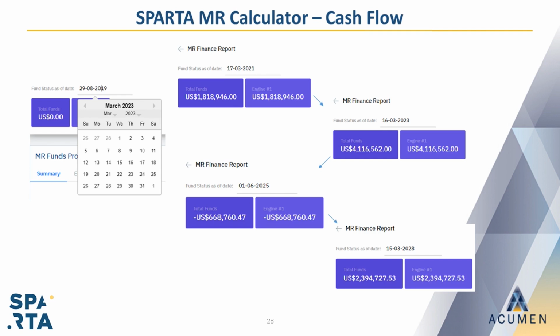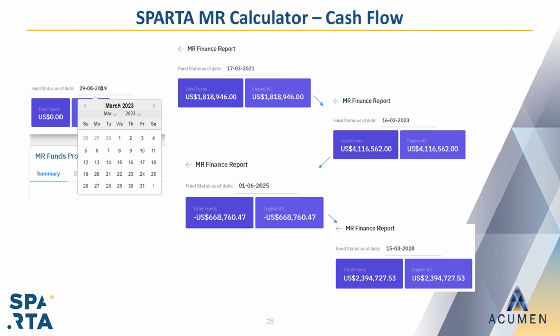The fund status in March 2023, following 2 years of accrual, has increased to $4.1 million before reducing in June 2025 following the first shop visit. The funds then accrue following the first shop visit, and the date shown here, the 15th of March 2028, shows $2.3 million in the reserve fund.